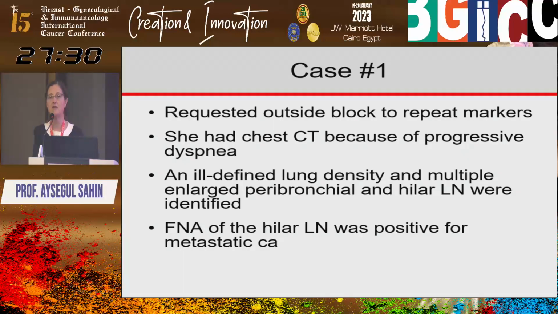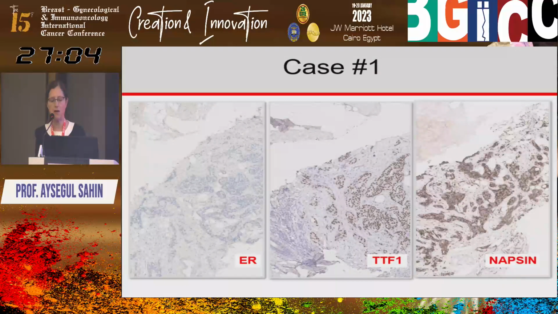While we were trying to receive the outside block to perform the biomarkers, she had a chest CT because she had some progressive dyspnea. On the chest CT, an ill-defined lung density was identified, and she had an FNA of the hilar lymph node, which was positive for metastatic carcinoma. Of course, with the diagnosis of a primary breast carcinoma, we were thinking, is this a metastasis from the primary tumor?